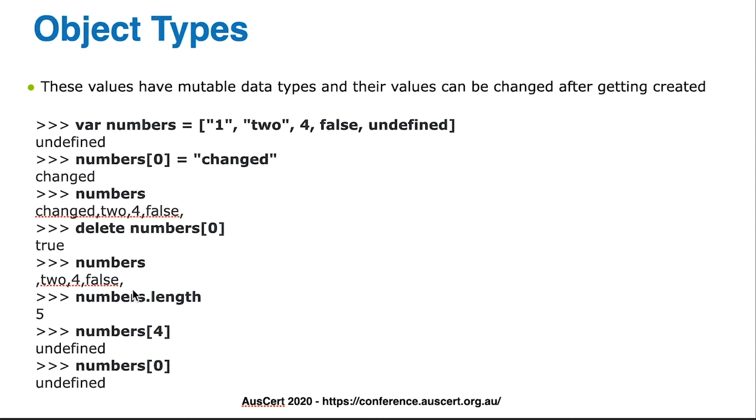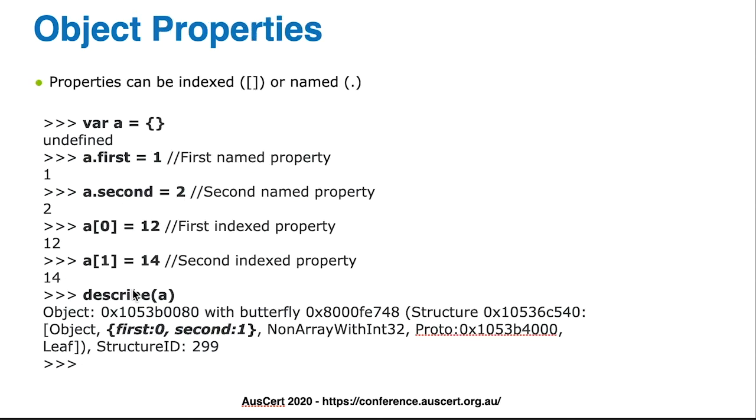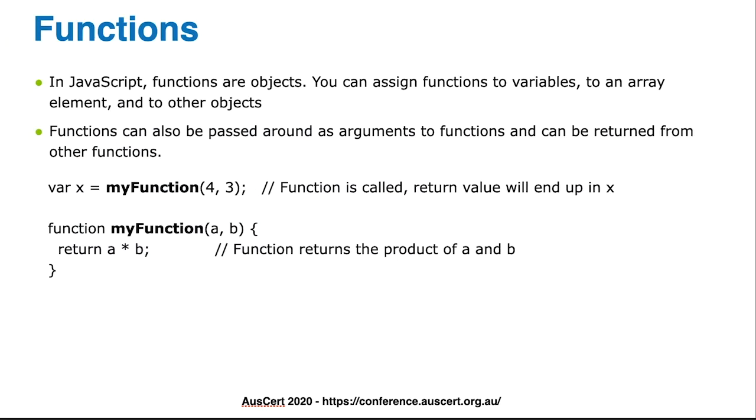Object types are mutable, and their values can be changed after being created. An example of an object type would be an array. The properties in JavaScript can be either indexed or named. If you want to fetch an indexed property, use the square brackets, whereas to get a named property, use the dot sign. This is how you can fetch indexed versus named properties. In JavaScript you also have functions, and functions are considered objects in JavaScript.